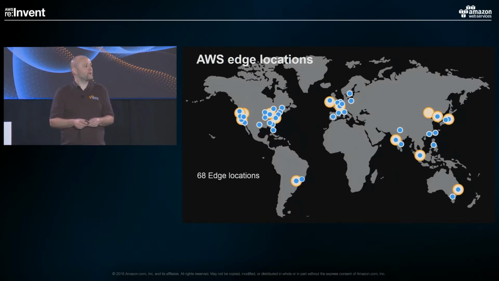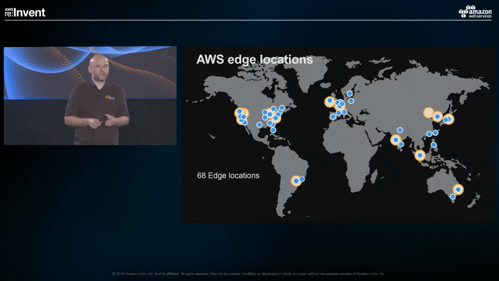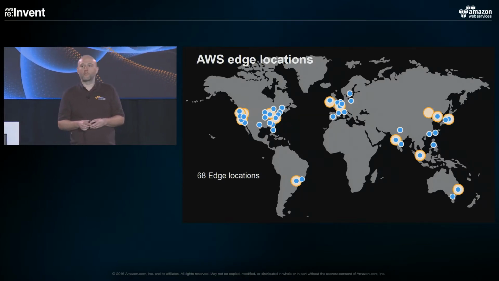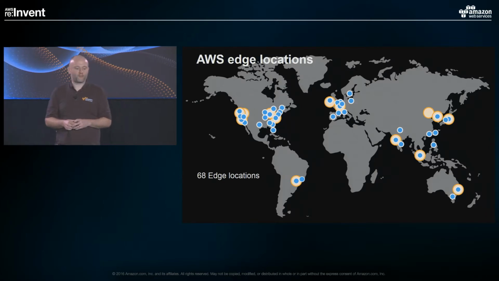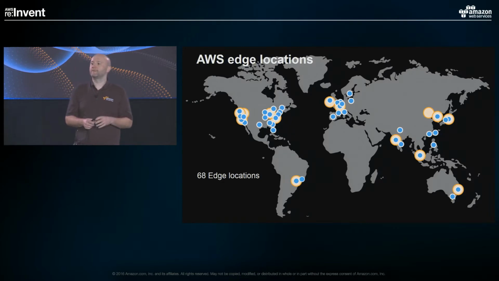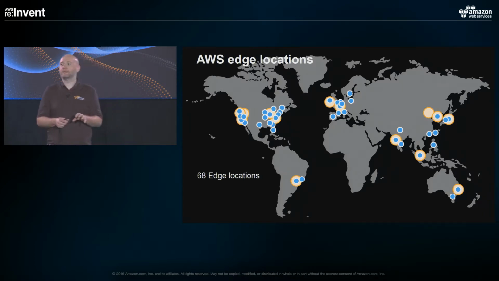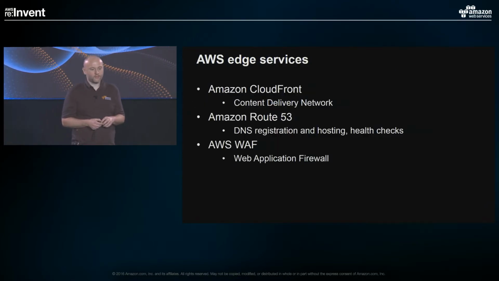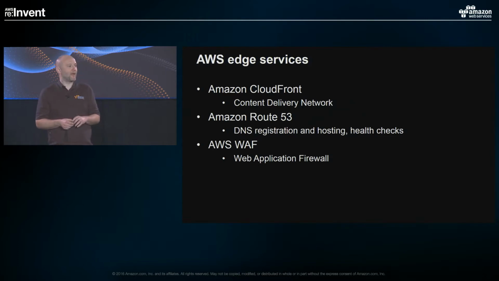So we can start with the AWS Edge locations. There's 68 Edge locations operating globally. These are the blue dots you can see on this map. The orange dots are the AWS regions. But the Edge locations is where the Edge services operate from. And the Edge locations themselves are located close to users, and it's to provide low latency access to the AWS Edge services. So the AWS Edge services themselves are Amazon CloudFront, our content delivery network, Amazon Route 53, our DNS service, and AWS WAF, our web application firewall.